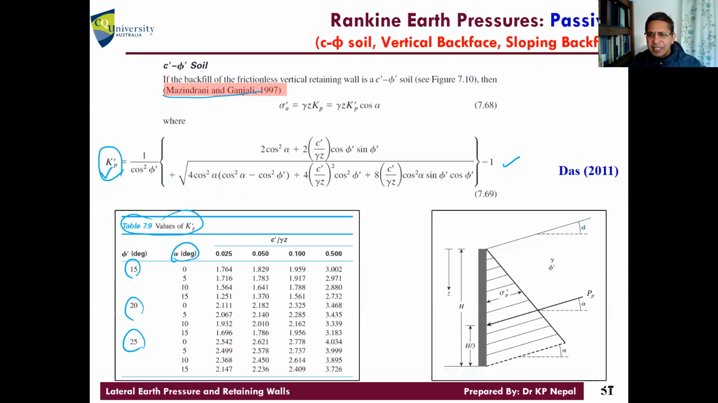You know what alpha is. Now, this book uses alpha. I use beta for the slope. So don't confuse the symbols. Make sure you understand what symbol relates to what in different types of books. So we have this also.